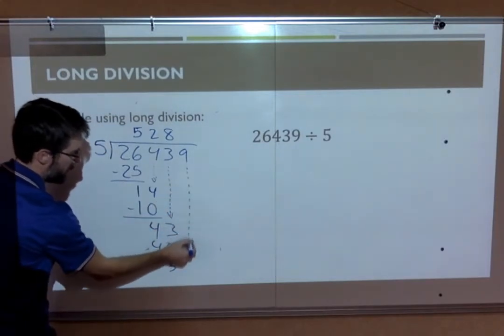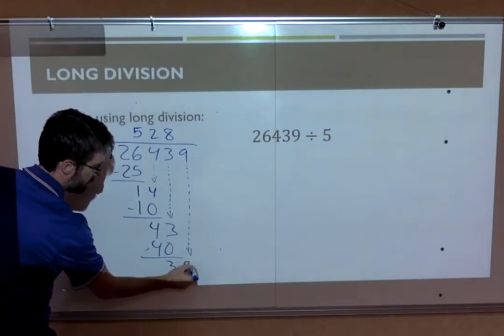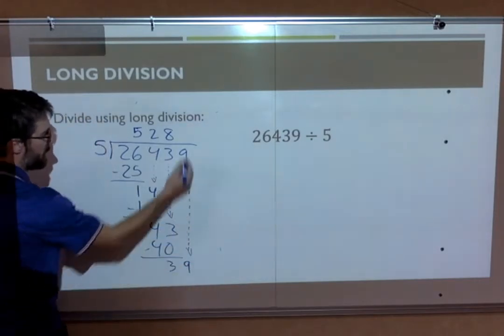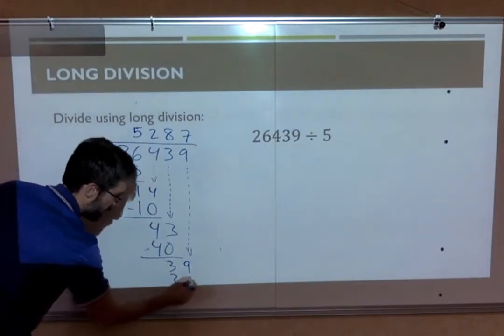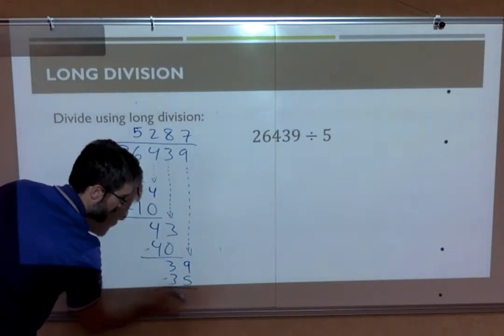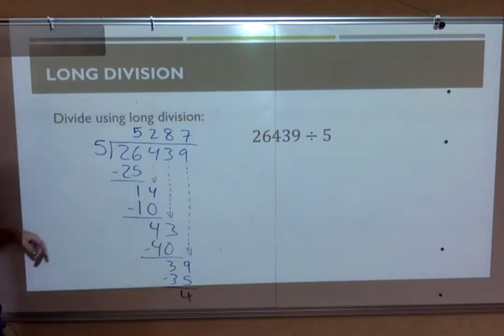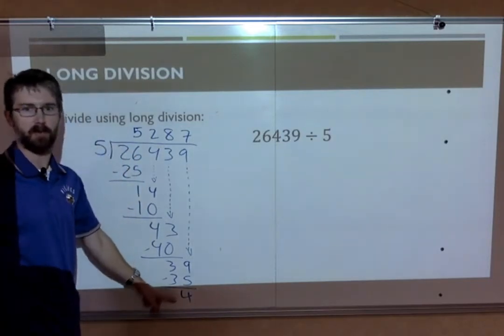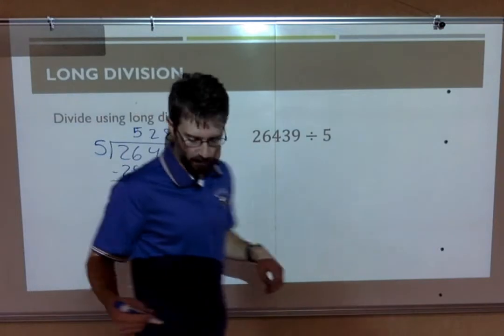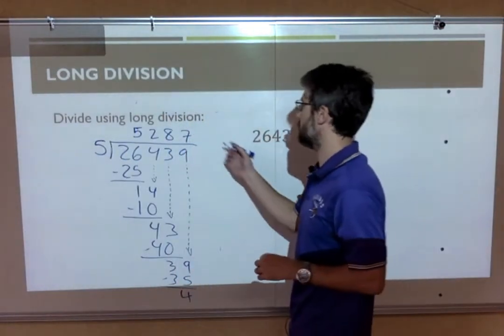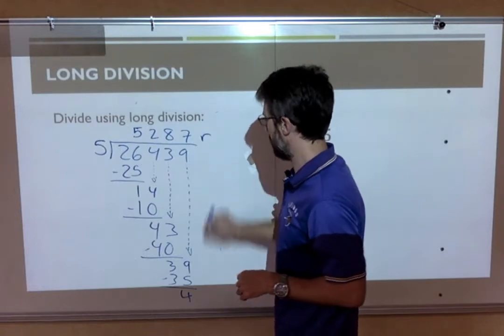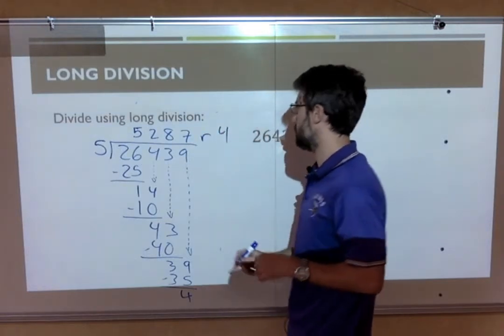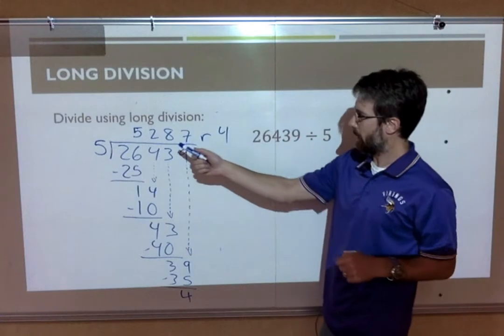Bring down the 9. Now 5 goes into 39 7 times. 7 times 5 is 35. I'm running out of room here. If I subtract that, I get 4. Now this very last number, there's nothing more to divide, so what happens with that 4? If you think way back to elementary school, it is 5,287 remainder 4.